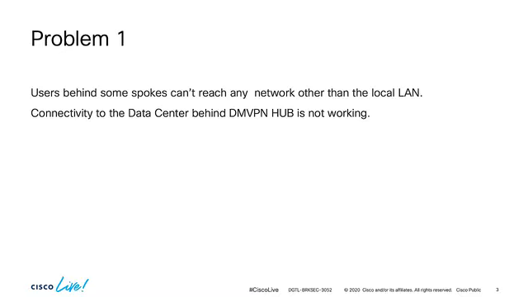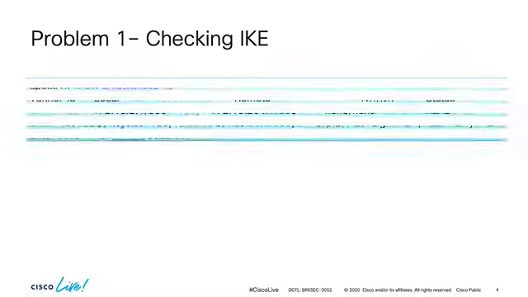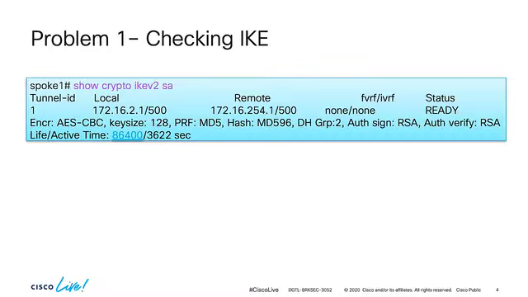In this particular case, you can assume that we've checked the physical layer, and we do have end-to-end connectivity between the hubs and the spokes. So moving on, the next set of components that we would need to check is encryption. We would start off with looking at the IKE SA in both the spoke and the hub.